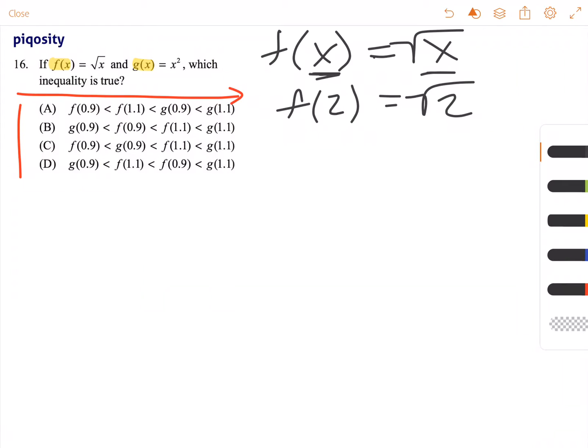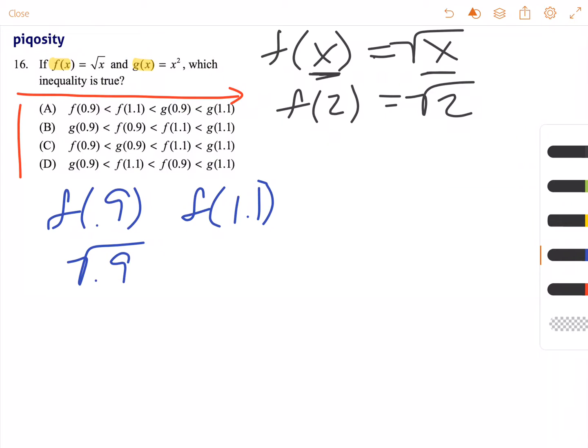So let's take a look at the options for f of x. So we have f of 0.9 and f of 1.1, which in both cases are the square root of these values. So the square root of 0.9 and the square root of 1.1. Now, since you don't have a calculator, you cannot get the exact number for these two values, but you can evaluate them compared to the square root of 1.